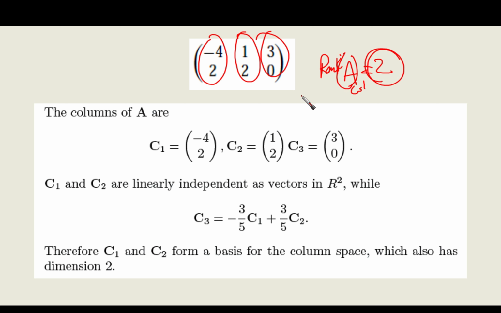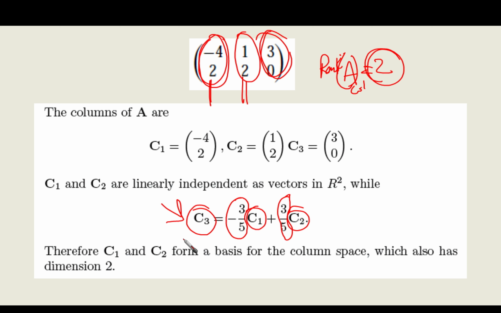That's it. By investigation, you're going to find that C3, this column, equals -3/5 times column 1 plus 3/5 times column 2. So this means that columns 1 and 2 are independent. However, column 3 is dependent. So now we can say that C1 and C2 are linearly independent as vectors in R2, while C3 has a relation with them. So C1 and C2 are independent and C3 is dependent. This is by investigation. You have no way except by investigation.